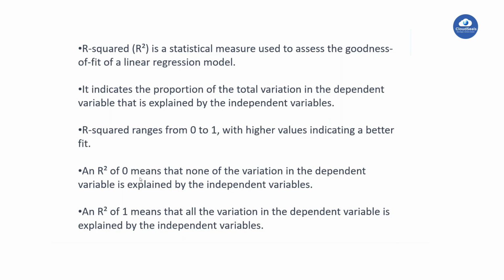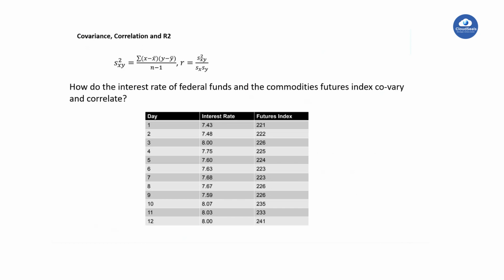If the R squared value is 0, that means none of the variation in the dependent variable is explained by the independent variable. If the R squared value is 1, that means the total variation in the dependent variable is explained by the independent variable.